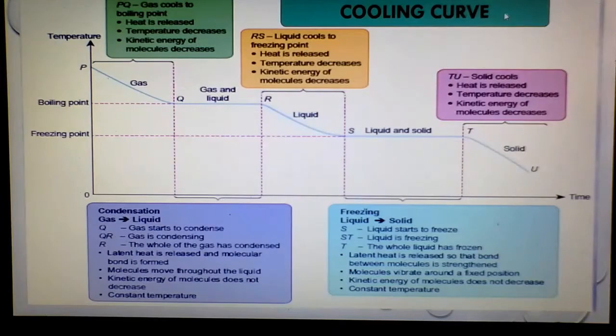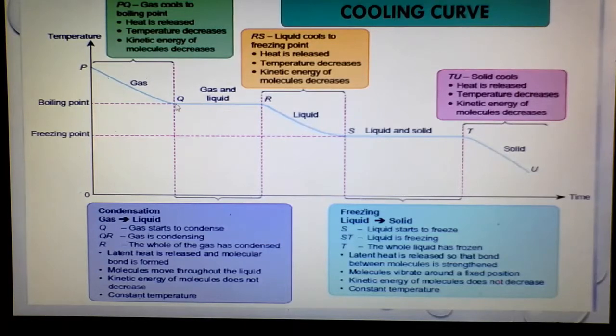Okay, now this one is the cooling curve, meaning the object starts to cool down. From P is gas state. So PQ, gas cools to boiling point. Heat is released, temperature decreases, kinetic energy decreases. So the amount of heat that is released here, we call it heat capacity.